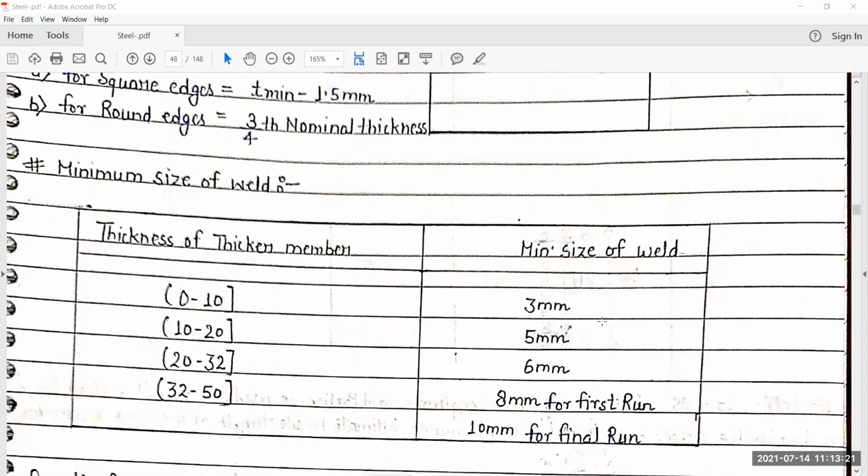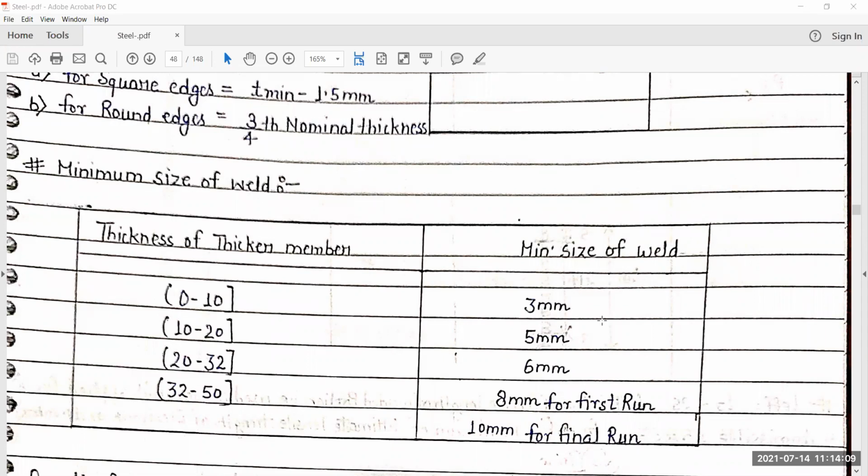So the minimum size of weld depends on the thickness of the thicker member. For thickness 10 to 20 mm the minimum size of weld is 5 mm, for 20 to 32 mm it is 6 mm, and for 32 to 50 mm it is 8 mm. For thickness up to 10 mm it is 3 mm. Take the value based on the thicker plate. First run 10 mm for the final weld.